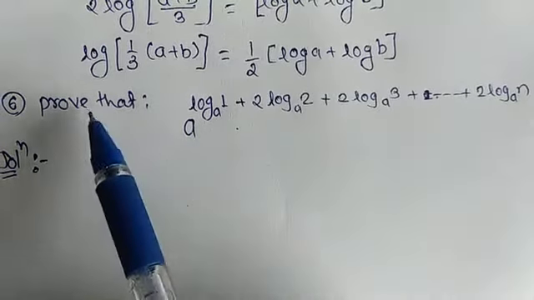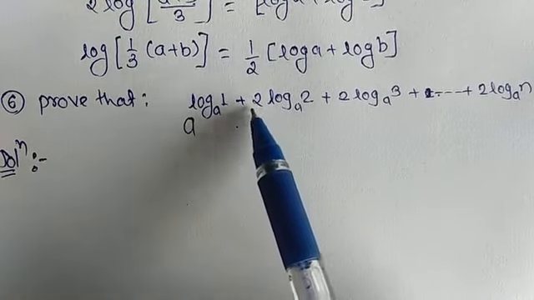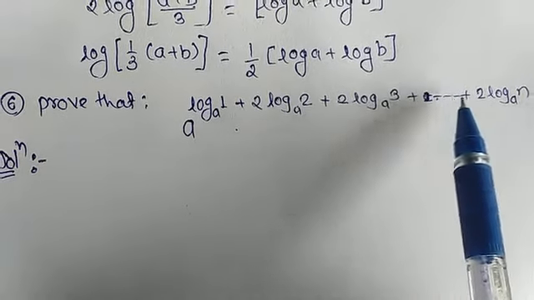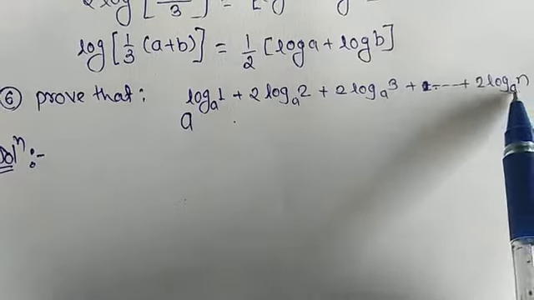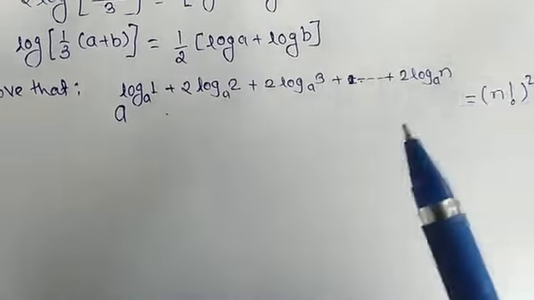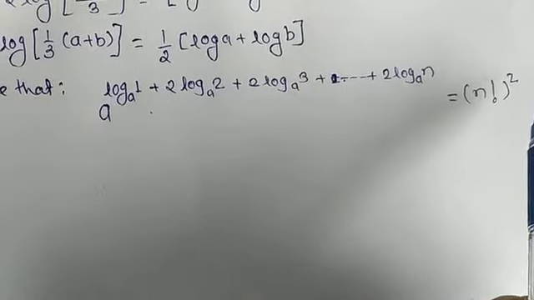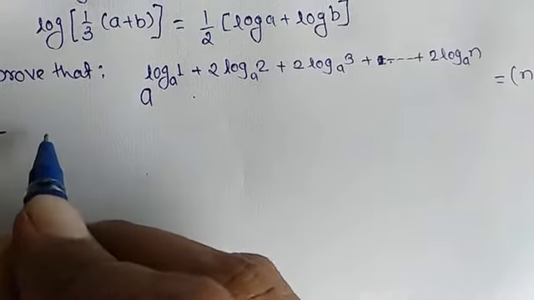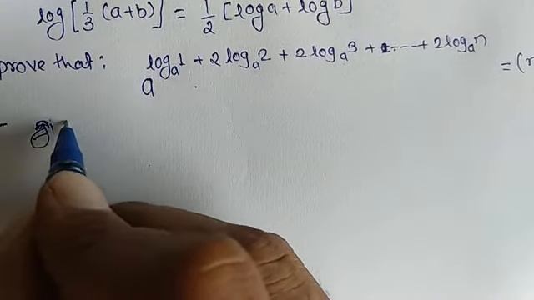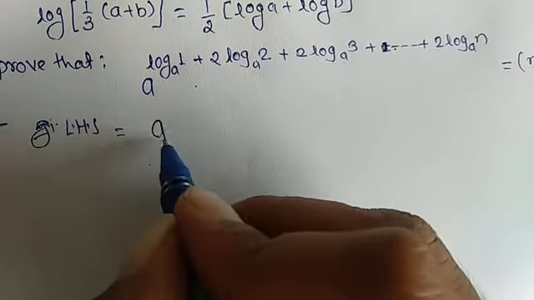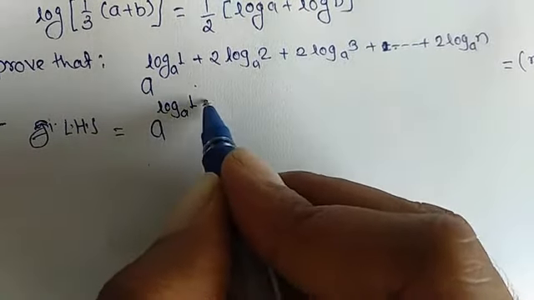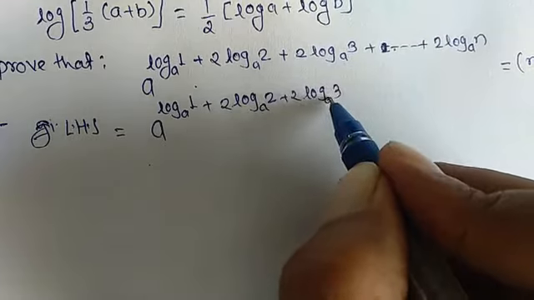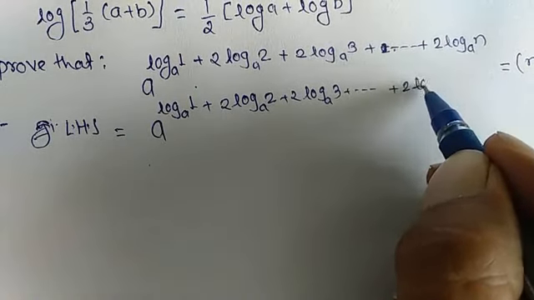Now the last example was prove that a raised to log 1 to the base a plus 2 into log of 2 to the base a plus 2 into log of 3 to the base a plus so on up to 2 into log of n to the base a is equal to n factorial square. This was to prove. Okay, now in this case we have to consider the given, or LHS. LHS is a raised to log of 1 to the base a plus 2 into log of 2 to the base a plus 2 into log of 3 to the base a plus so on up to 2 into log of n to the base a.